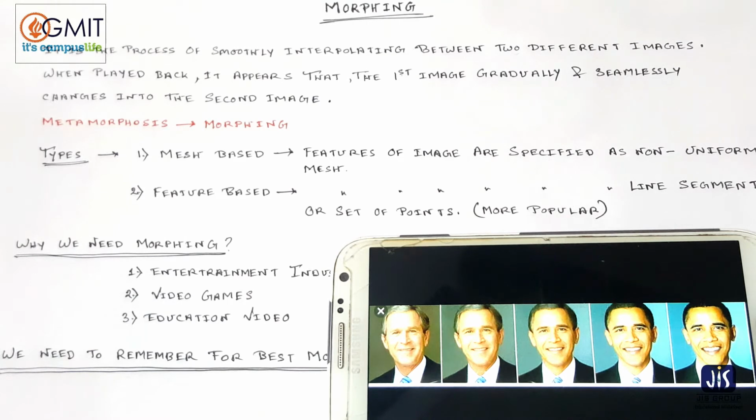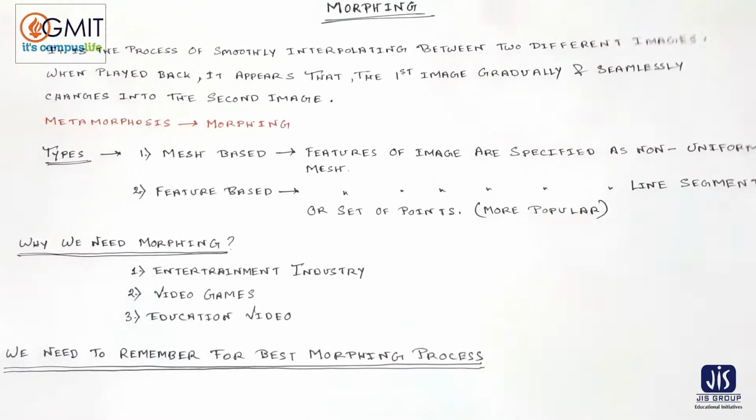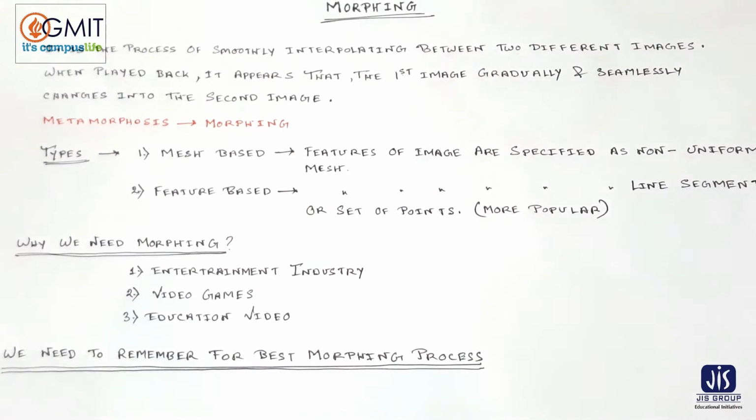Clear? You can use this morphing technique in your movies, animation industry, games. Suppose a rabbit can be transformed into a dragon, but you have to use it wisely, so that we can give a good example of morphing.